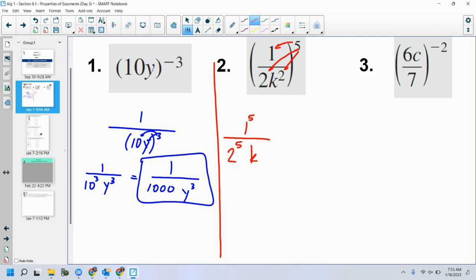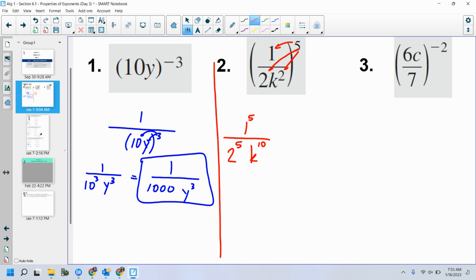Now, what's going to be my power on K? K to the what? Don't add. What do I do with that? To the 10th. You were close. You added instead of multiplying.